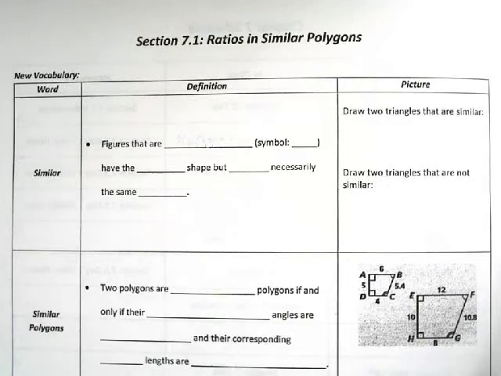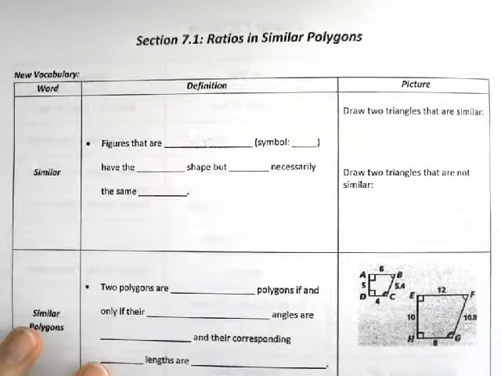Hey guys, today we're going to be starting the last chapter of this school year, which is going to be all about similarity. As we go through this chapter, you're going to find a lot of parallels between this and the work we did with congruent triangles, but really the work we're going to do with similarity is going to be focused on working with ratios and proportions. So let's talk about what we mean when we talk about similar figures.